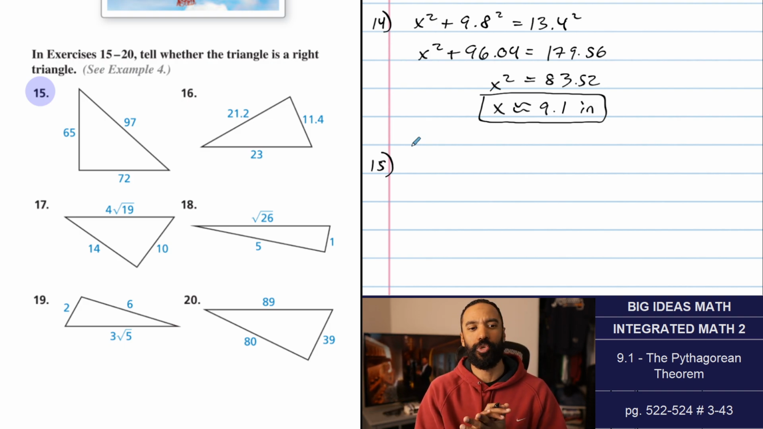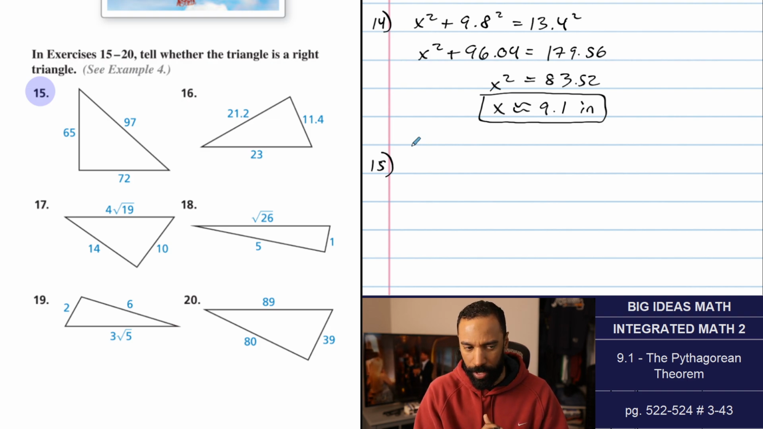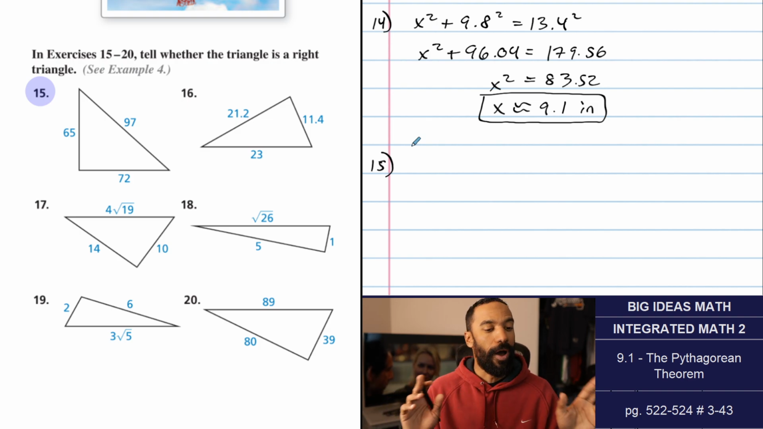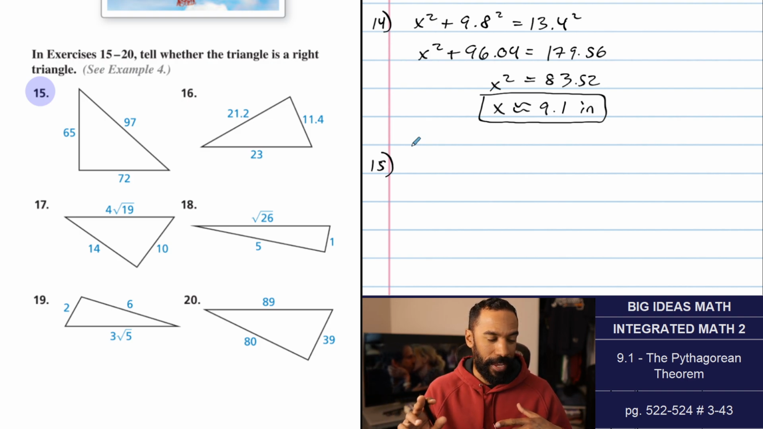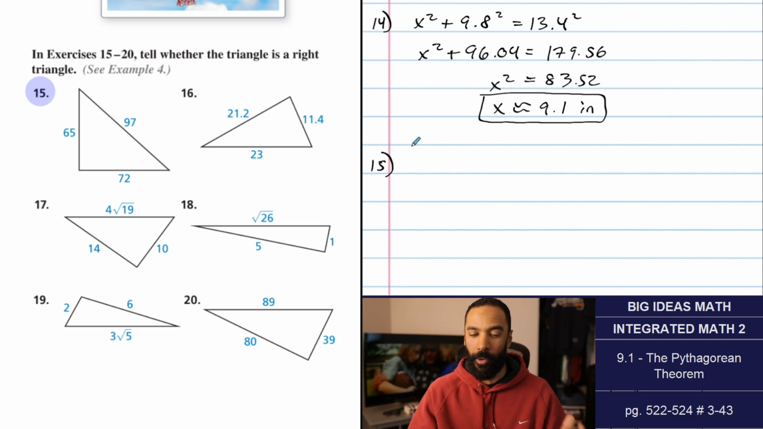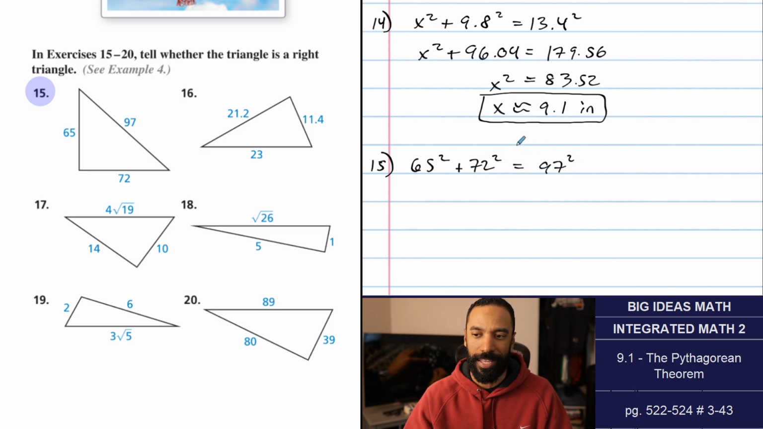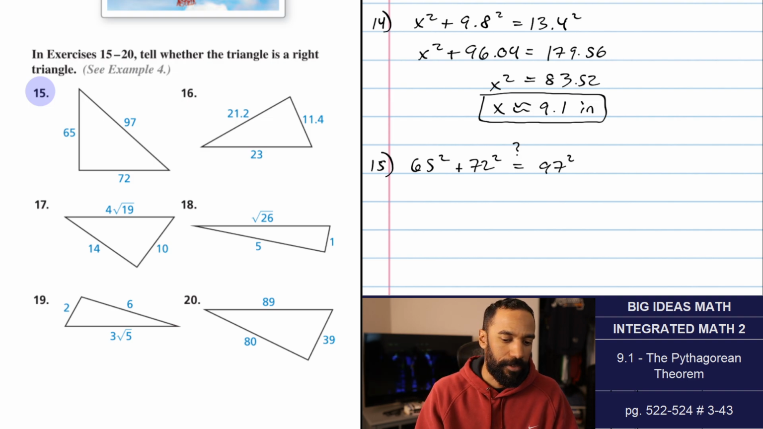In exercises 15 to 20, tell whether the triangle is a right triangle. So our test is to see if a squared plus b squared is c squared. I'm going to go for what appears to make a right angle. I'm not saying it does, or also the two shortest sides in the test. Does 65 squared plus 72 squared equal 97 squared is the question. I don't know the answer to that. It could be. And let's go ahead and find out.